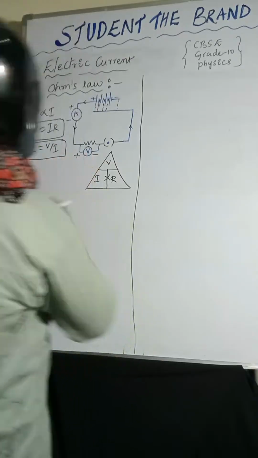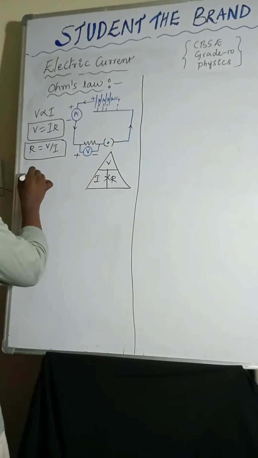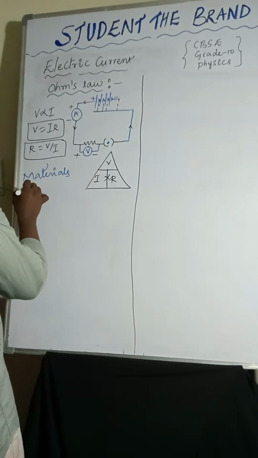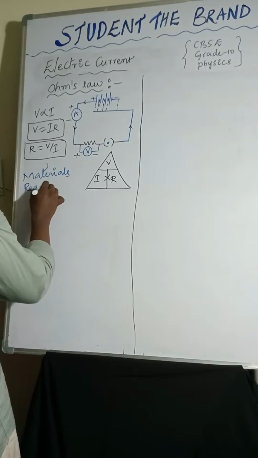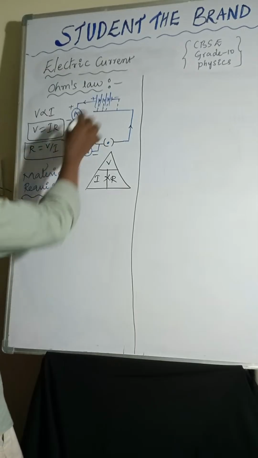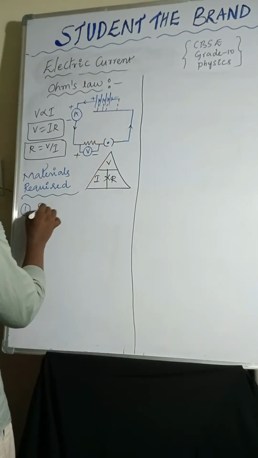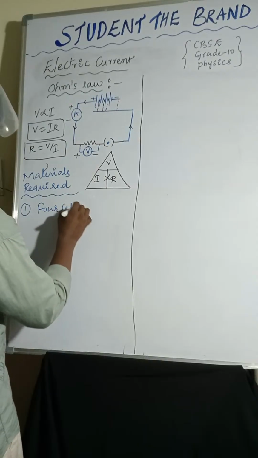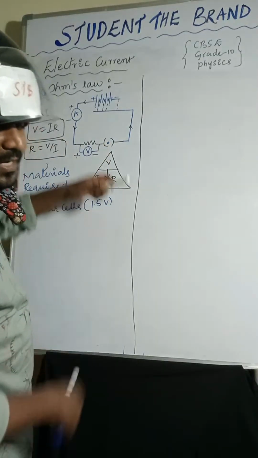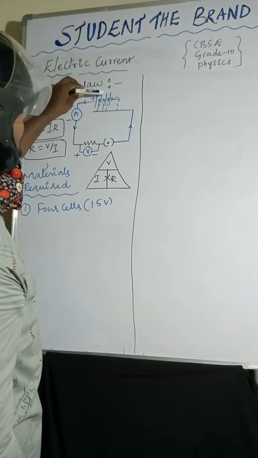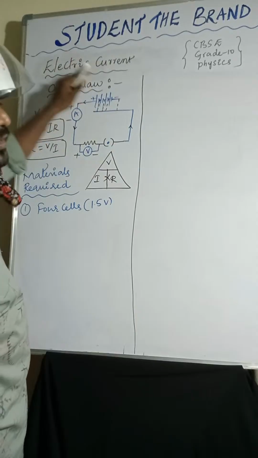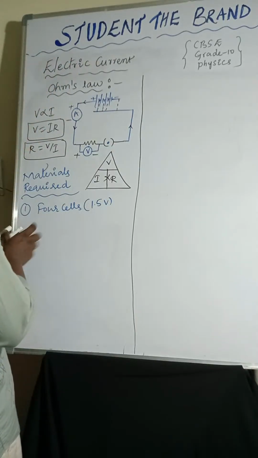Materials required. What are the materials required? So now we will see. First one, you have to take four cells of 1.5 volts each. Here I am taking 1.5, 1.5, 1.5, 1.5 volts, like that we have to take 4 cells.